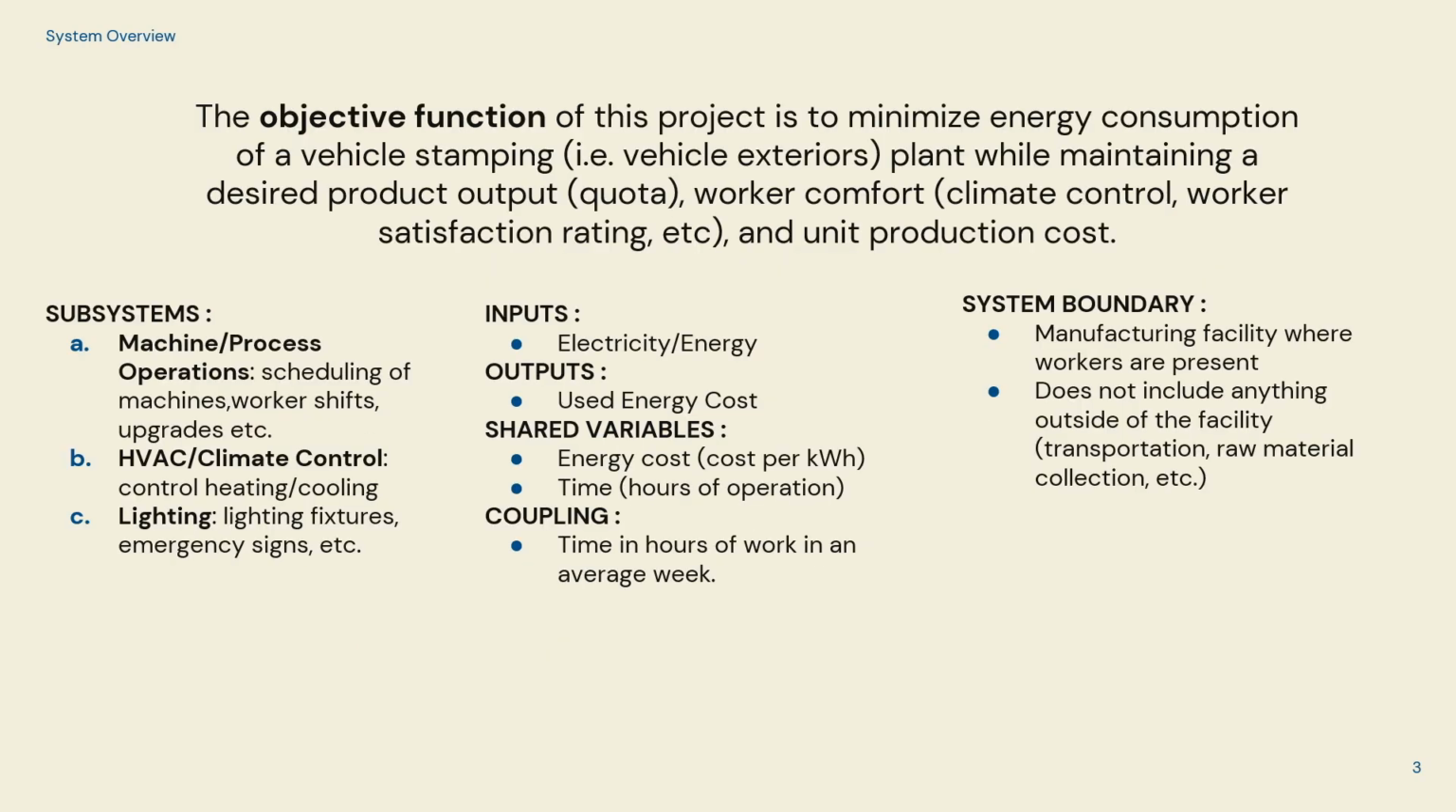The function is to minimize energy cost in a plant while maintaining product output, worker comfort, and unit production cost. The system contains 3 subsystems: machine and process operations, which includes workers and machines used in production; HVAC and climate control, which controls plant heating, cooling, and humidity; and lighting, which includes lighting fixtures of all kinds.